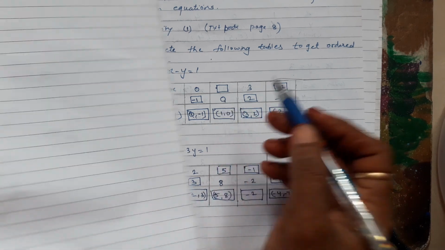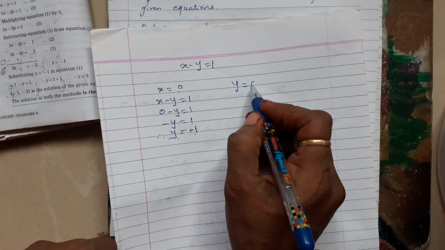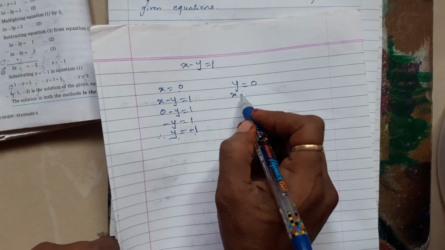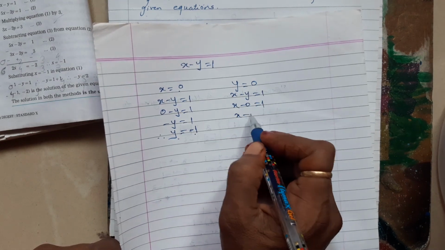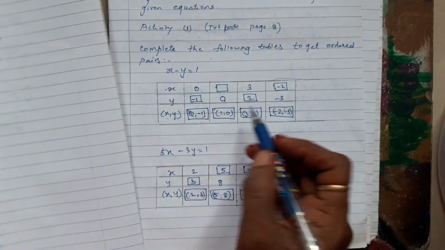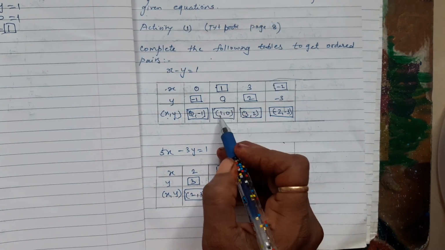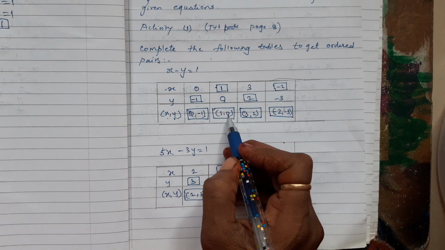Second, y is given 0. Y is equal to 0. So x minus y is equal to 1. X minus 0 is equal to 1. X is equal to 1. So when y is 0, x is 1. So first you are writing here x coordinate and then y coordinate.